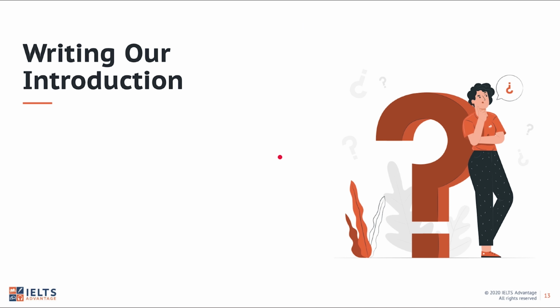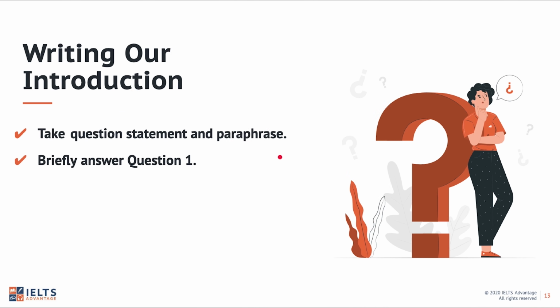So writing our introduction, let's start off with the first part. Take the question statement and paraphrase. So every task 2 question has a question statement. It's the bit that it starts with, and you take that and you paraphrase it. Then you briefly answer question 1, and then you briefly answer question 2. Not 3 sentences, it might be 2 sentences, it might be 3 sentences, it might be 1. What you should focus on is write a high quality paraphrase and then clearly answer both questions.